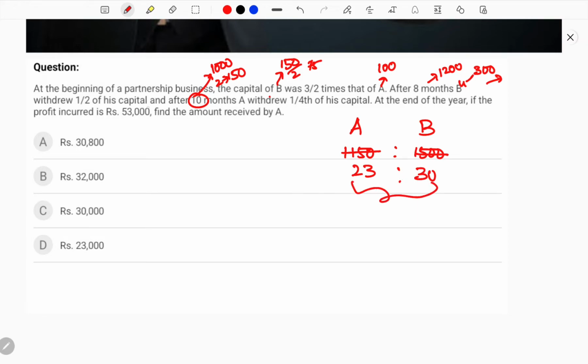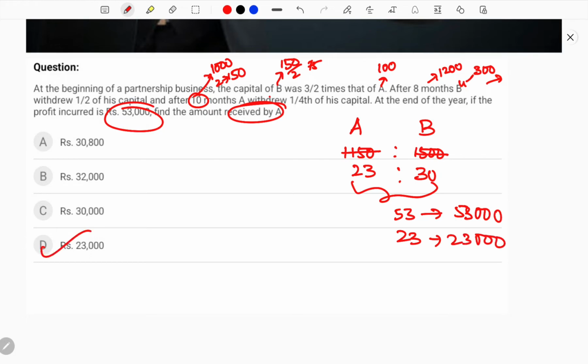Now it is given that the total profit is 53,000. So the total parts is 53. If 53 parts is 53,000, what do we want to find in this question? A. A is 23 parts. 23 parts will be 23,000. So the option available is D. D is the right answer.